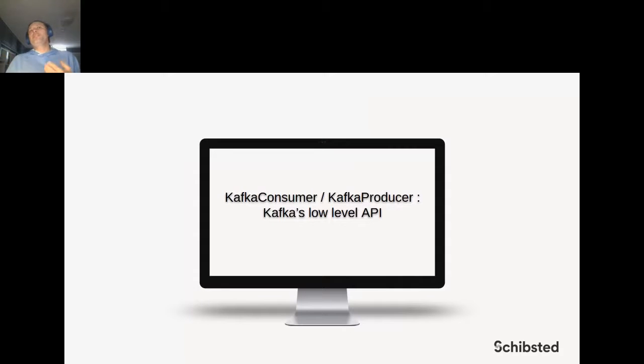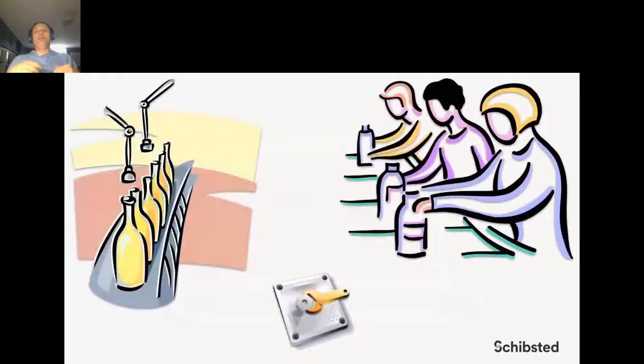So now that we have seen a little bit of the basics of Kafka, let's look into the low-level API, what is called the Kafka Consumer and Kafka Producer API. The low-level API is role-based. This means the API mirrors the behavior of the three available roles. We have consumers, we have producers, and we have admins.